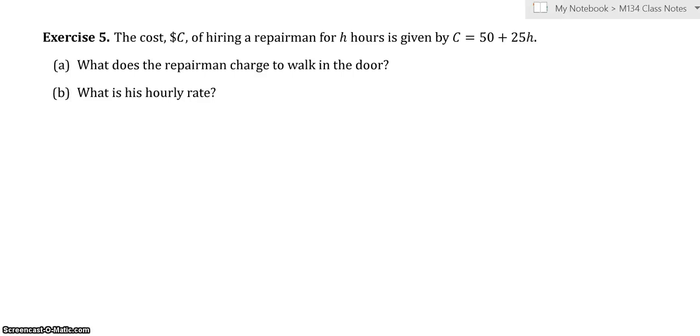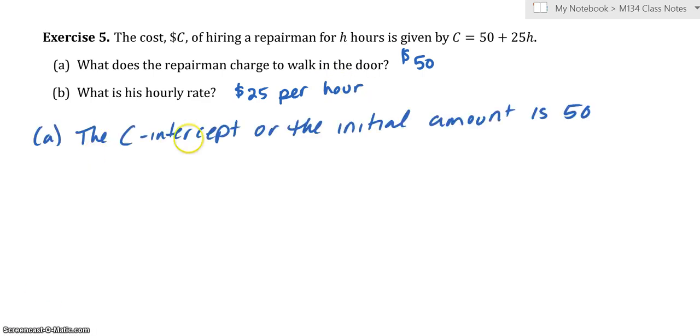Okay, here's the answers. The answer to part A, what he charges to walk in the door, would be $50. And what is his hourly rate? It's $25 per hour. So the C-intercept, instead of the y-intercept, or the initial amount, you can call it, is 50. And since C is in dollars, it's $50.